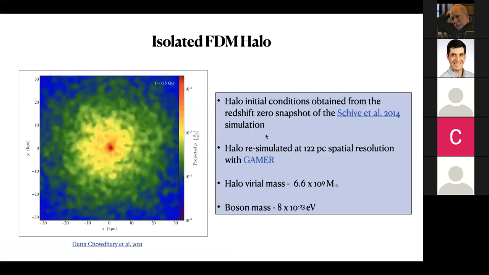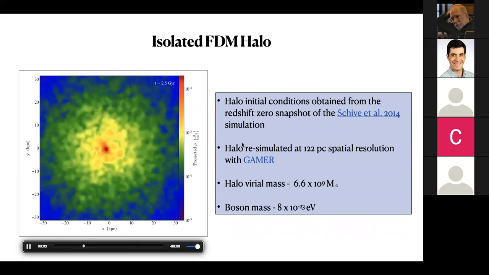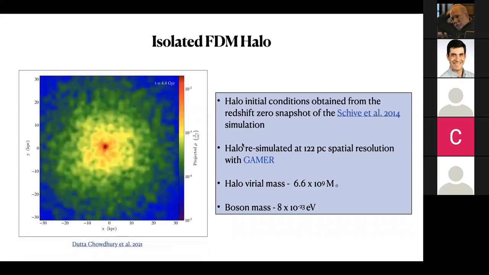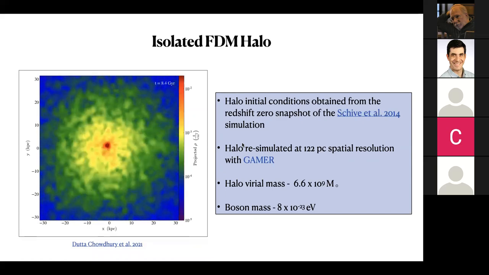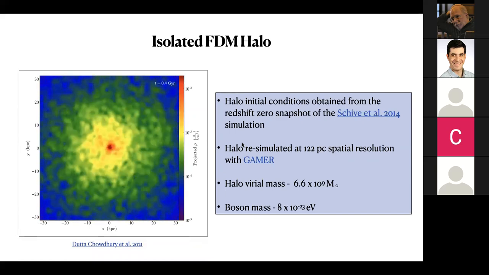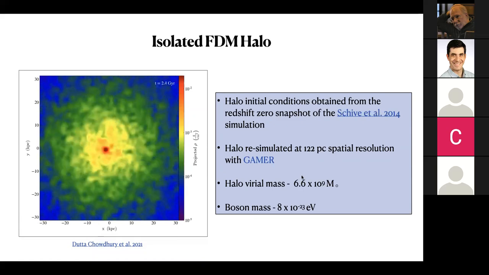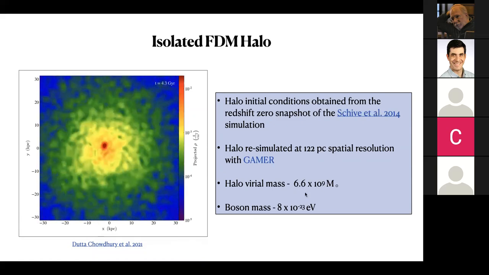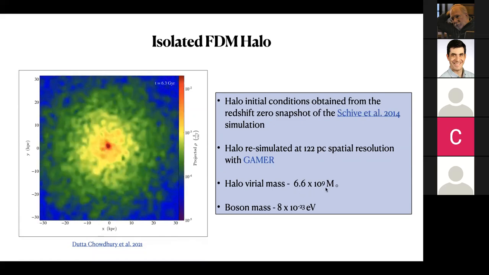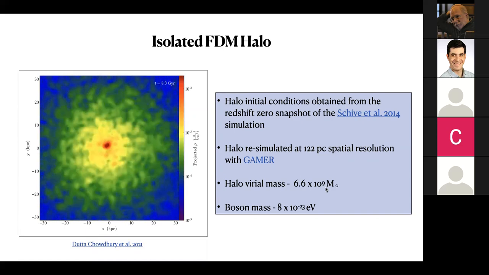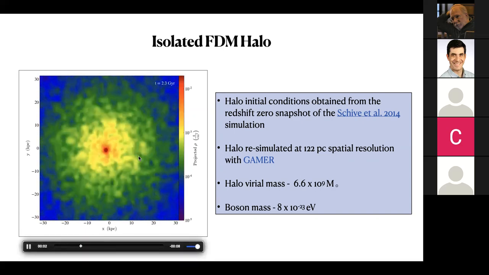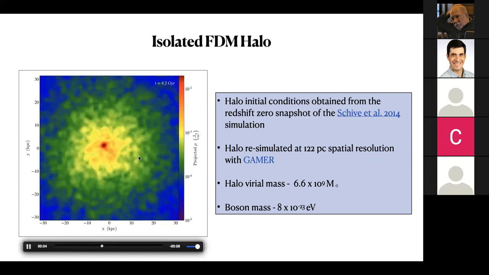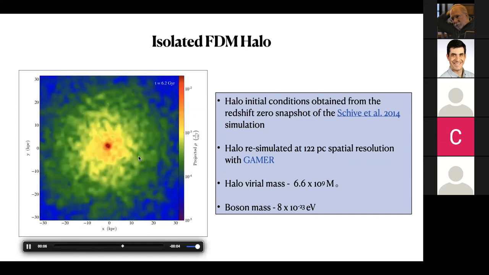Okay. So now I go to this cosmological fuzzy dark matter simulation that I was showing you before, and I take one halo from the redshift 0 snapshot of that simulation. This halo is a typical dwarf mass halo, with a halo mass of about 6.6 times 10 to the 9 solar masses. I resimulate this halo in isolation, so it's an idealized simulation with nothing else, just this halo.